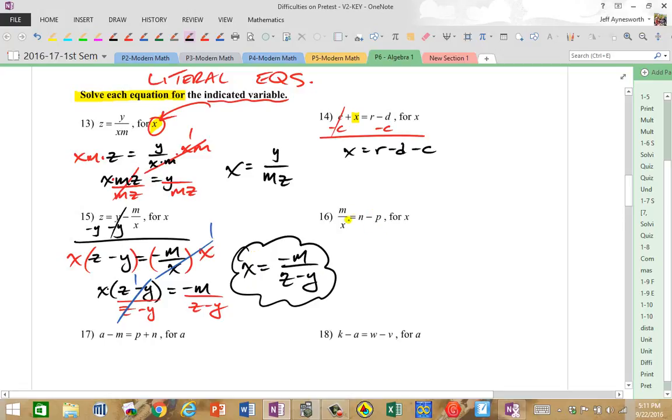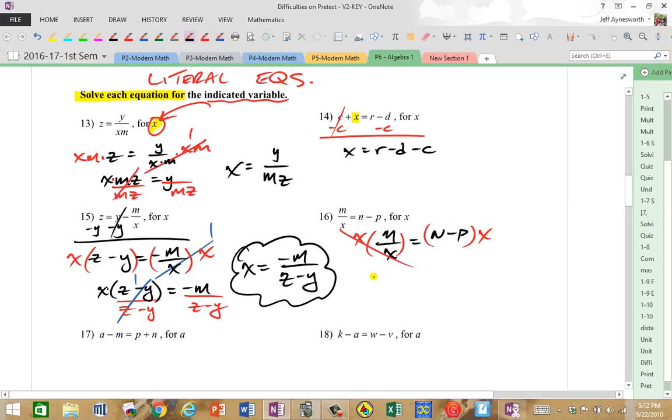Oh, God, we have the same type of deal right here. Okay, so on this one, same type of deal. I'm going to multiply both sides by x again. So m divided by x is equal to n minus p. So multiply both sides by x to get it out of the denominator there. Boom, look at that.